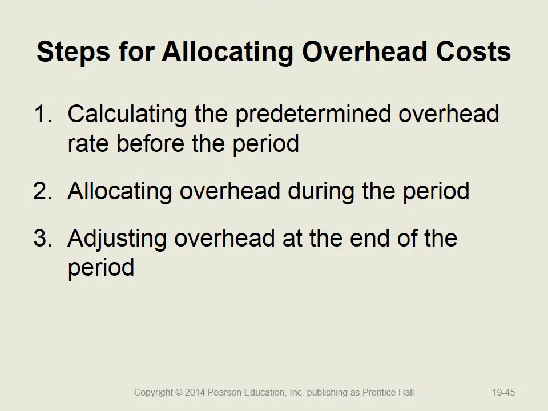To determine the amount of overhead to allocate to specific jobs, there is a three-step process that occurs at three different points in the accounting cycle. First, a predetermined overhead rate is calculated before the accounting period. Next, the overhead is allocated during the period. Finally, the overhead is adjusted at the end of the period.